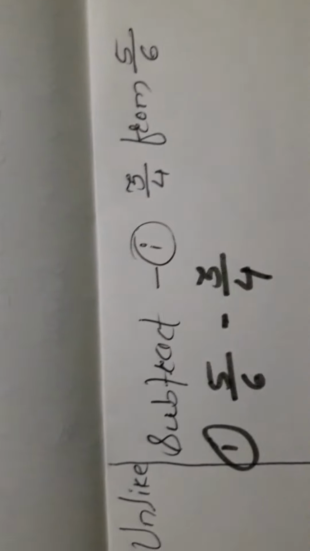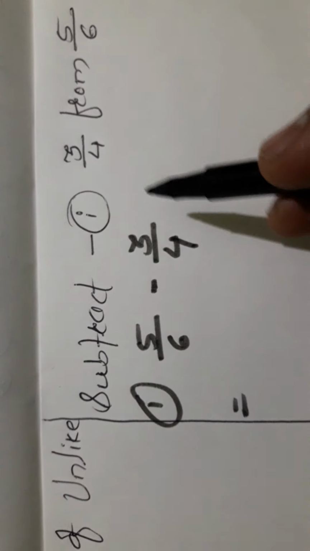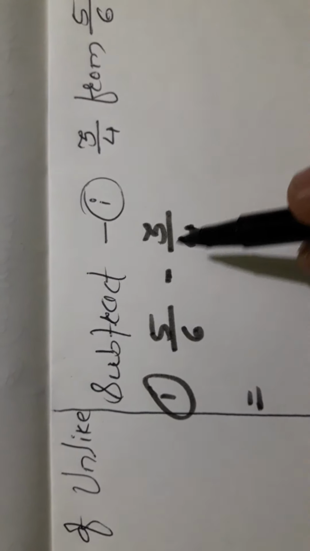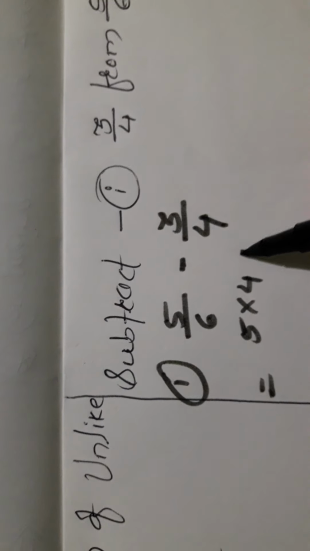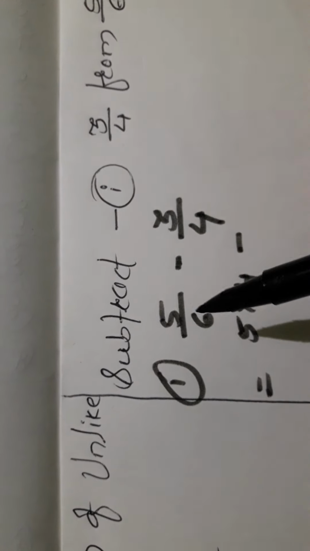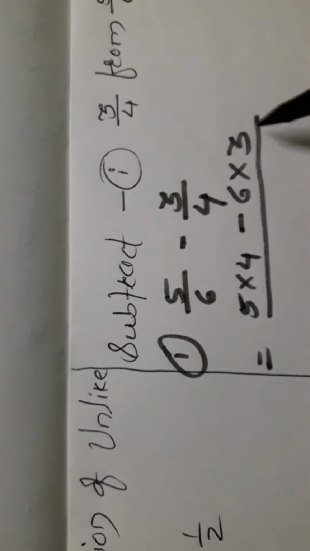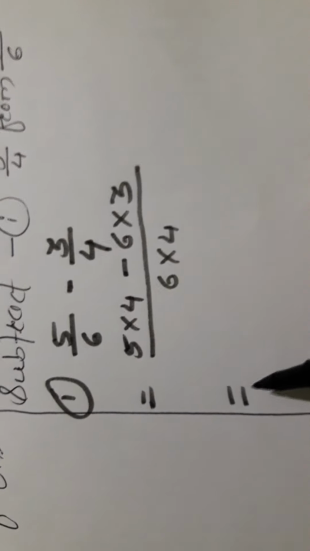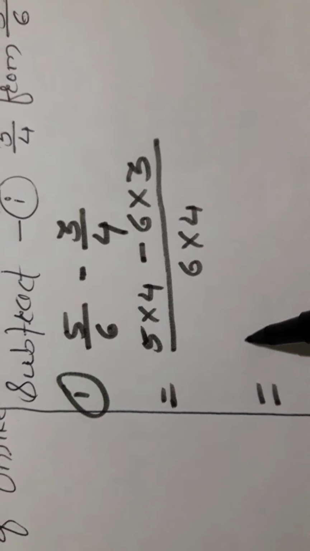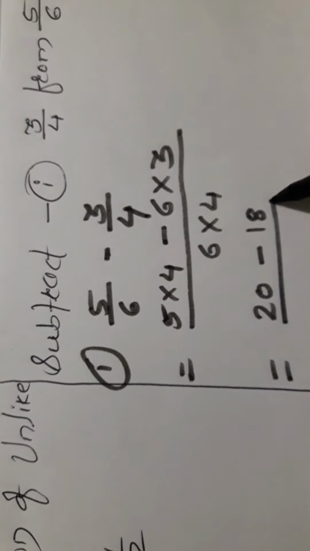Okay. Now I am going to start cross multiplication. How to do cross multiplication? I told you, numerator of the first fraction into denominator of the second fraction, 5 into 4. Which is the middle sign? Minus. That's why we have to write minus. Denominator of the first fraction into numerator of the second fraction, divided by denominator into denominator, 6 into 4. That is equal to 5 into 4, 20, minus 6 into 3, 18, divided by 6 into 4, 24.